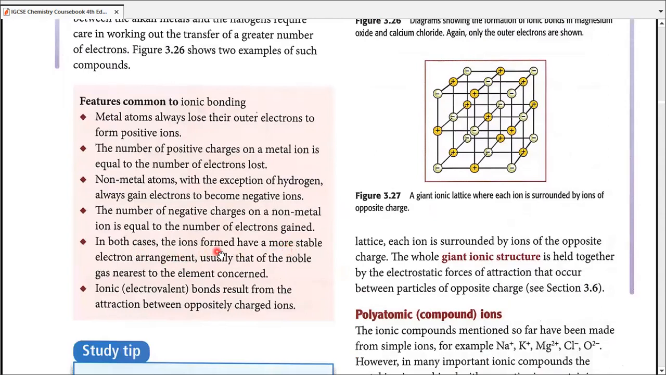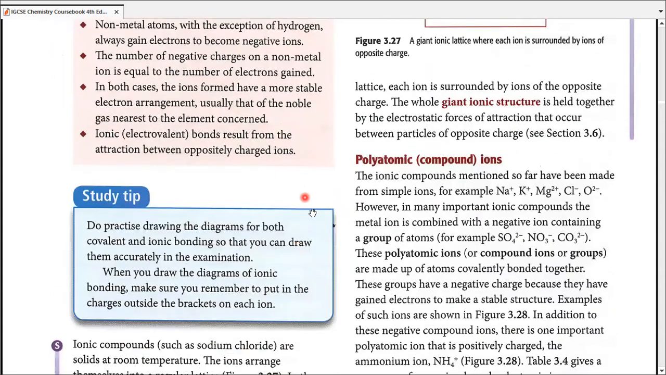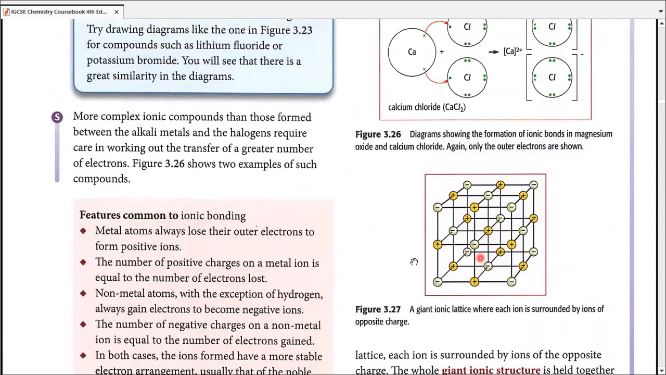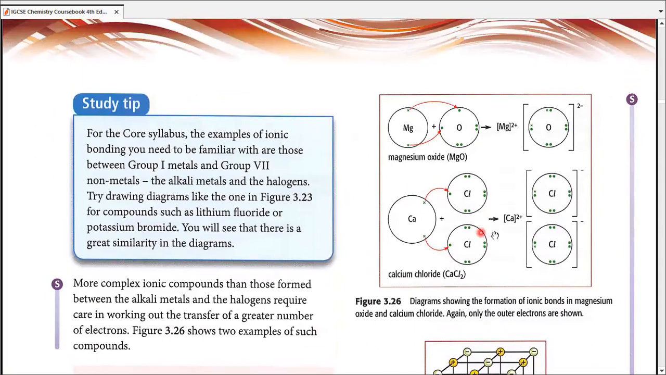So in both cases, the ions formed have a more stable electron arrangement, usually that of the nearest noble gas to the element concerned. An ionic bond, which is also known as an electrovalent bond, results from the attraction between oppositely charged ions, electrostatic force of attraction in other words. So in the end, we'll get a structure like this. There are a couple more examples explained over here.